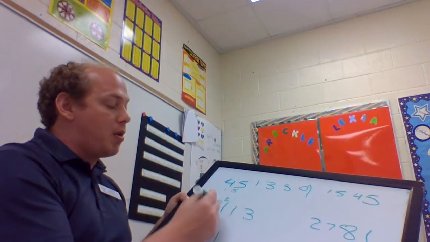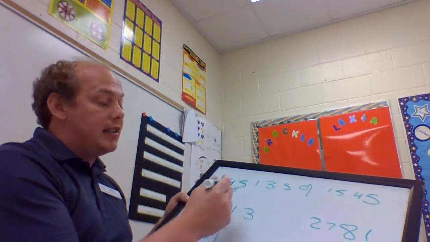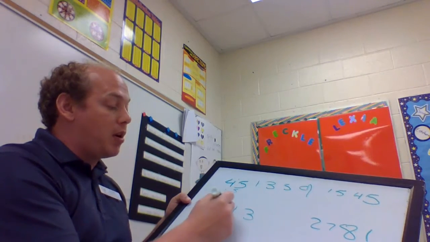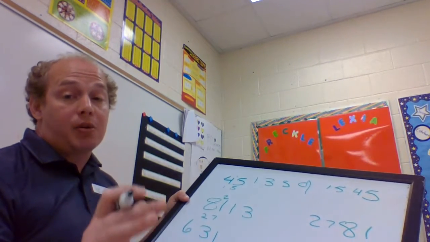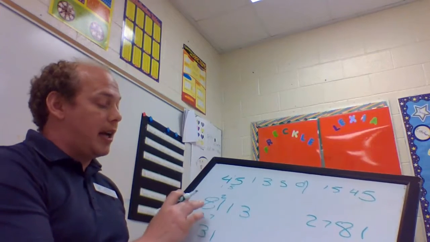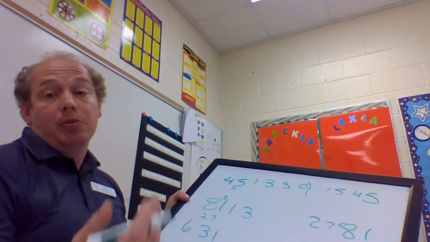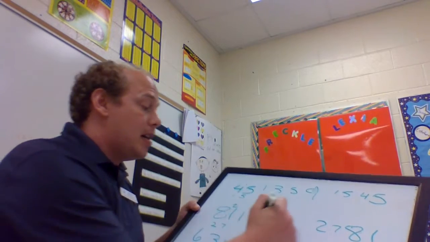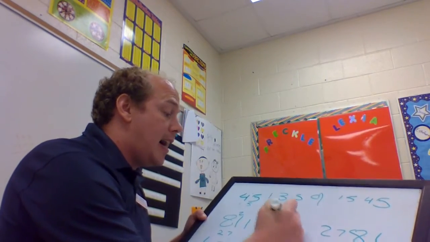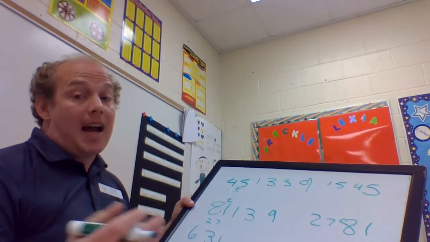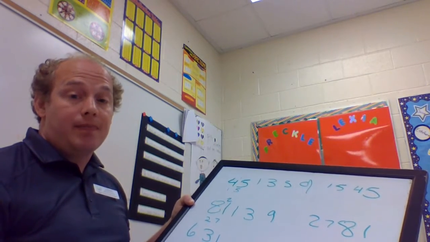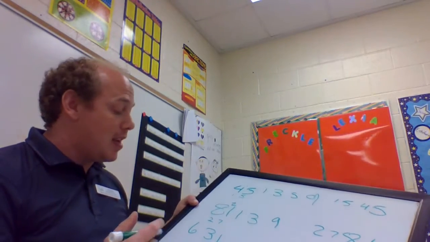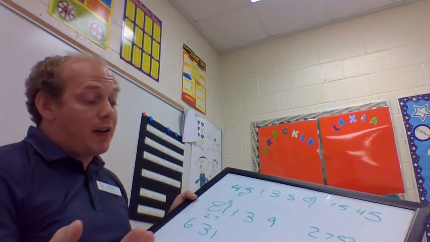Now, 4 doesn't work, 5 doesn't work, 6 doesn't work, 7 doesn't work, 8 doesn't work, but 9 does work. And we saw that because 8 plus 1 equals 9. So 9's obviously going to work. So 9 times 9 is 81. Very good. All right, and that's all of our factors.